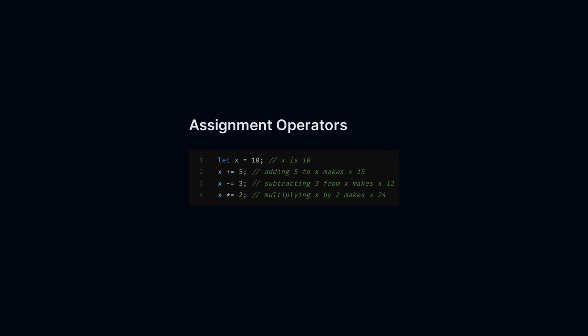If you look at the code displayed on the slide, you'll see how we use these assignment operators. We start by setting the variable x to 10. Then, using plus equals, we add 5 to it to make 15. We subtract 3 with minus equals, making it 12. And finally, we use multiplication assignment operator to multiply x by 2, which makes it 24. As you see, these operators allow us to perform different operations on our variables in a concise and readable manner.